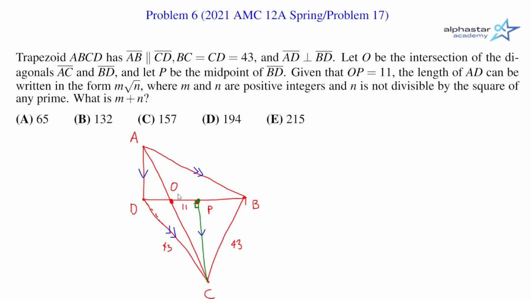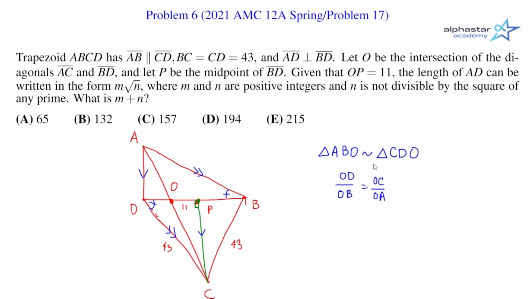For example, here, if we have AB parallel to CD, that means that triangle ABO is similar to triangle CDO, because, for example, these two angles have to be equal. And so we can write some nice ratios. In this case, we can figure out that OD to OB is equal to OC to OA.